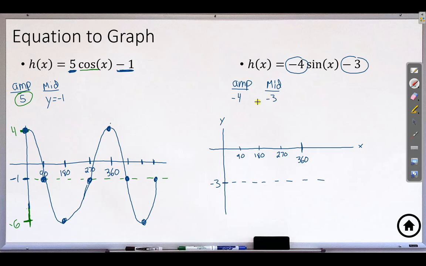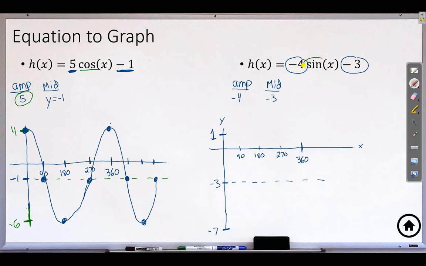Now from that midline we're going to go our amplitude. Our amplitude goes up 4 and down 4, both directions. So if I start here and go up 4, that's going to make me land here at +1. And if I go down 4, that's going to make me land here at -7. So our graph is going to bounce between -7 and +1. I think we're ready to draw this graph.